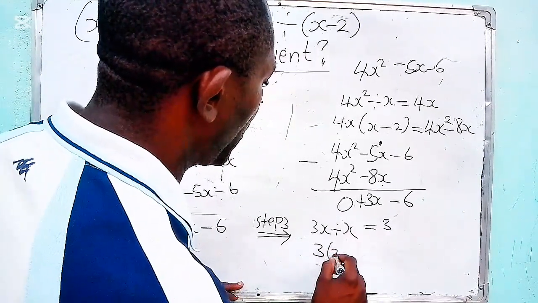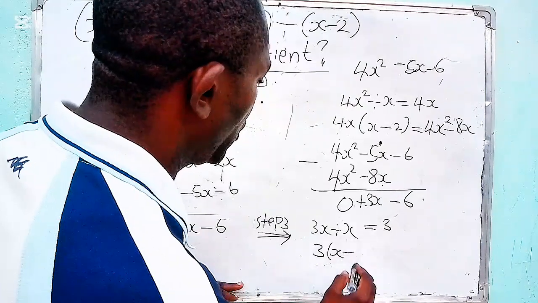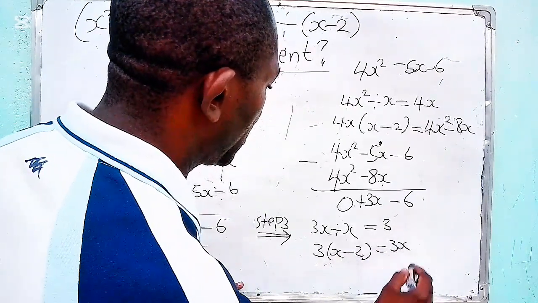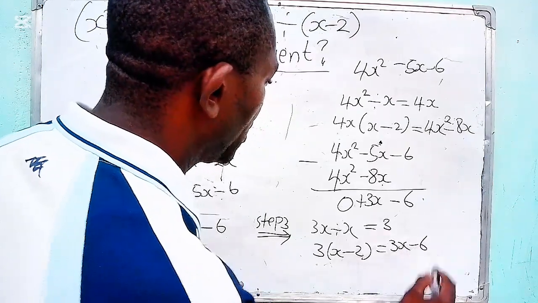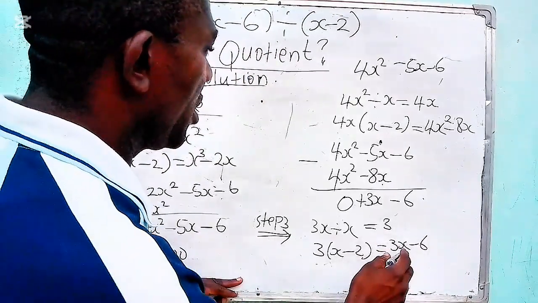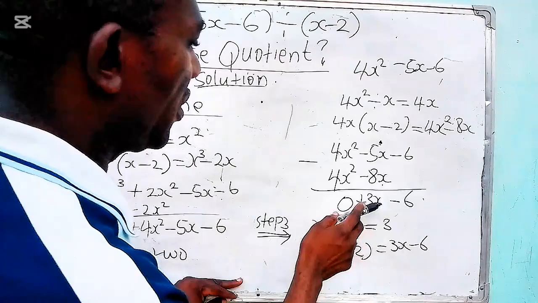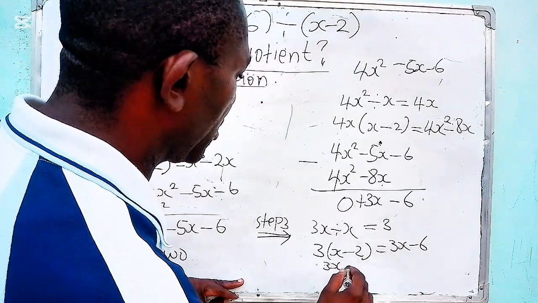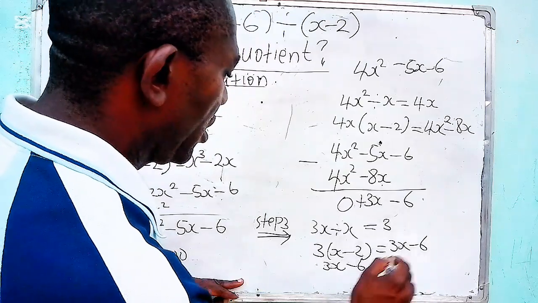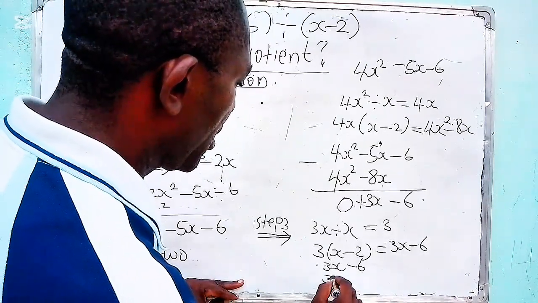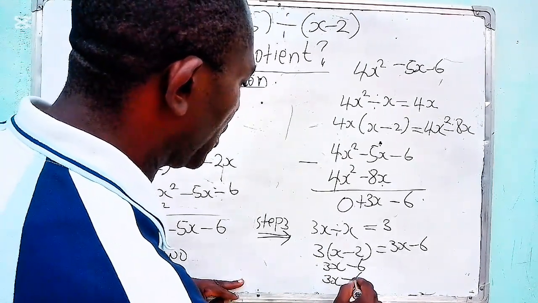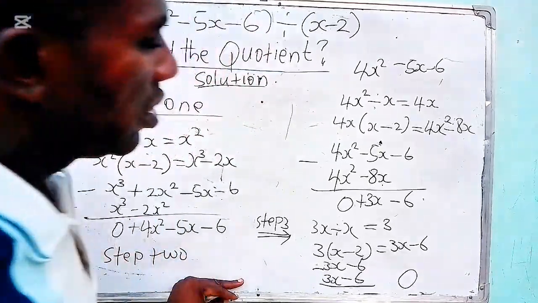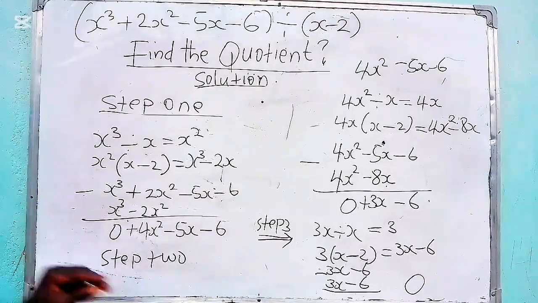Then 3 times x minus 2. You have 3x minus 6. At the end, you minus this from this, which is what? 3x minus 6. Then 3x minus 6. When you minus them together, you're going to have 0. The remainder is going to be 0.